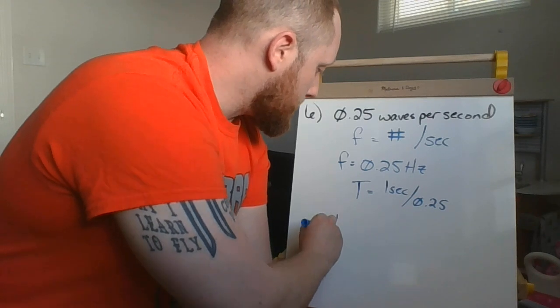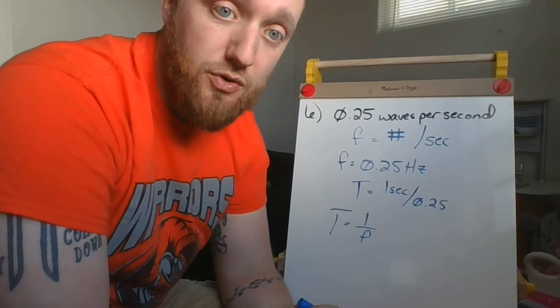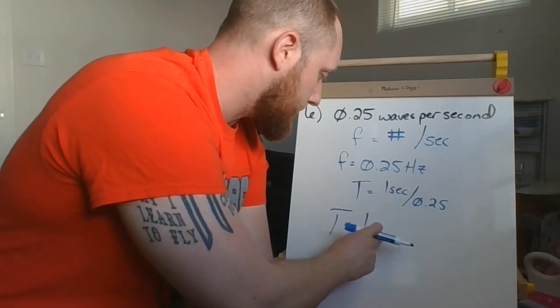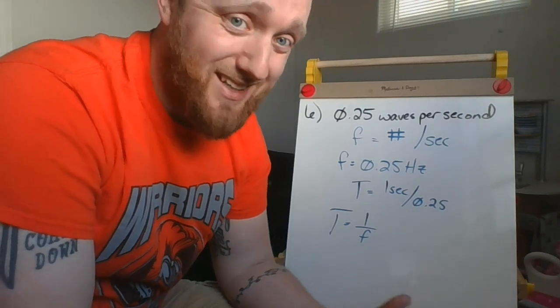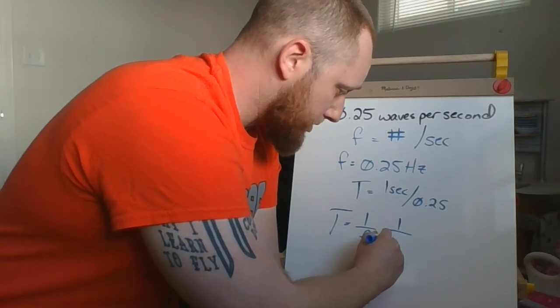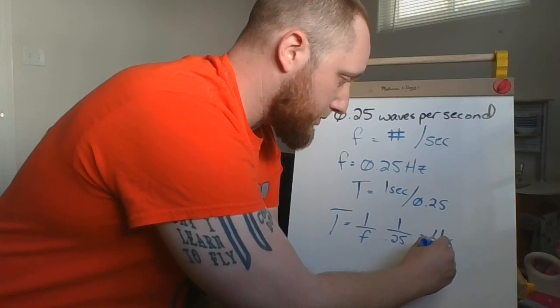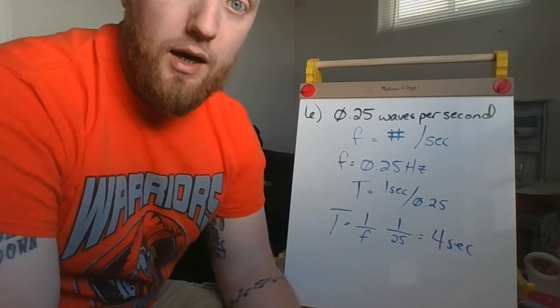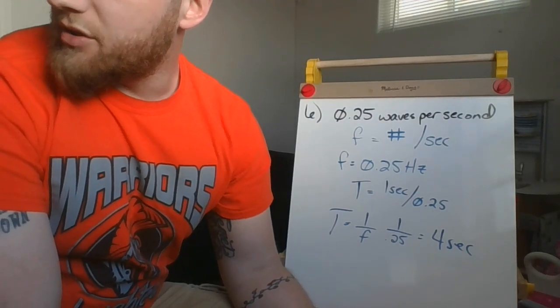Or you could use the relationship between period and frequency that we used first semester. T is equal to 1 over F, and F is equal to 1 over T. They're inverses of one another. So this could have easily also just been 1 divided by 0.25 here, and that would have given you your 4 seconds for 6A. 6B then asks you what is the wavelength.